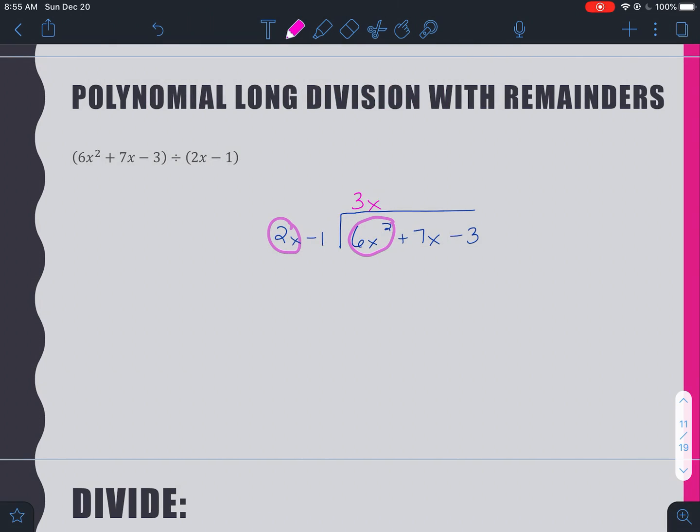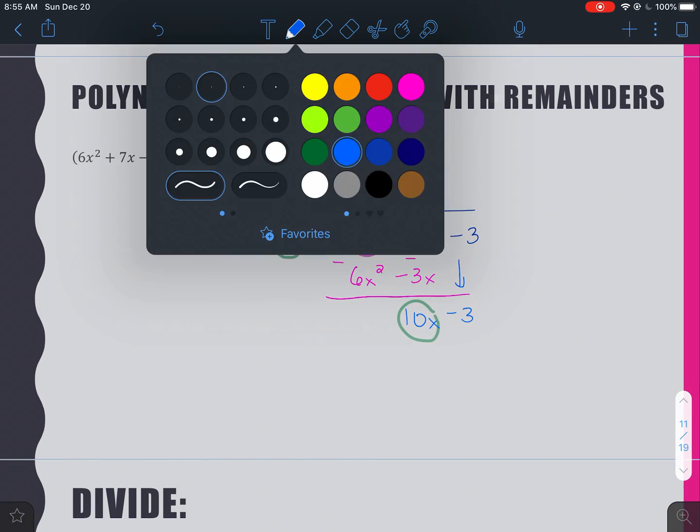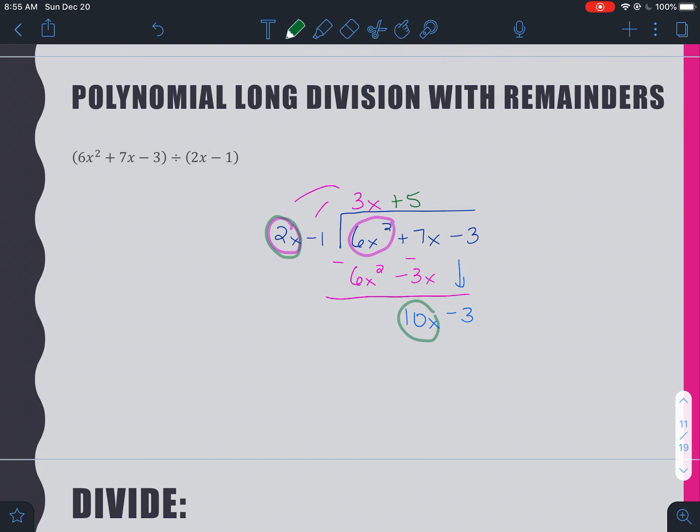So 2x times what is 6x squared? Well, that's going to be 3x, and then distribute that in. So this would be 6x squared minus 3x, and then subtract going down. 6x squared minus 6x squared is 0. 7x minus negative 3x is 10x, and then bring down the negative 3. And then 2x times what would give me the 10x down here? Well, that would be 5. So plus 5, and now we're going to distribute in that 5.